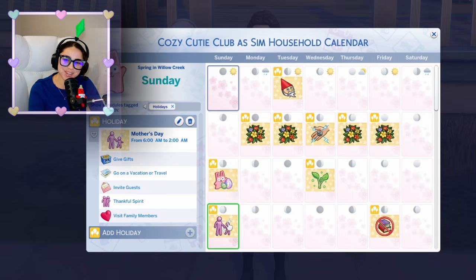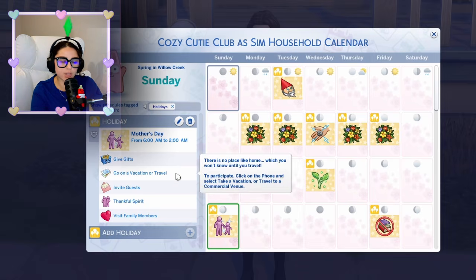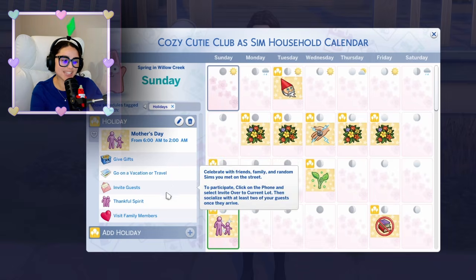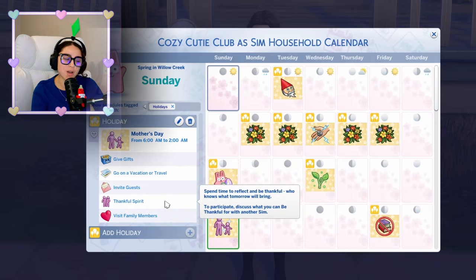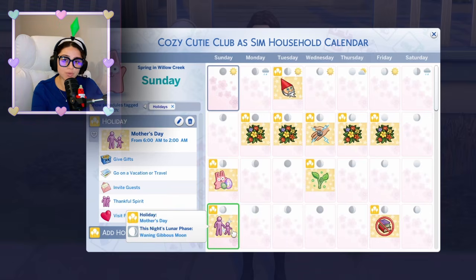Then we have Mother's Day. Traditions are give gifts, go on vacation or travel. I feel like a lot of people do go out for Mother's Day, whether it's going out to a restaurant, invite guests. Then we've got Thankful Spirit, which I thought was a fun twist because you can show your appreciation for your mother or the mother figures in your Sims' lives, and visit family members, which I believe is a modded tradition. And this is not a day off from school or work.